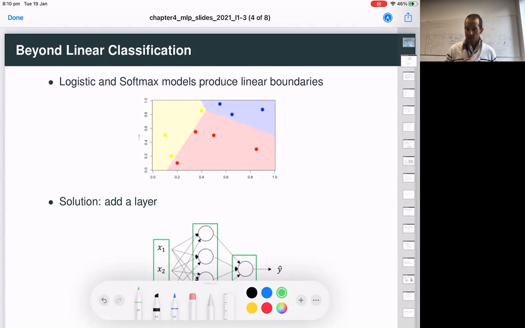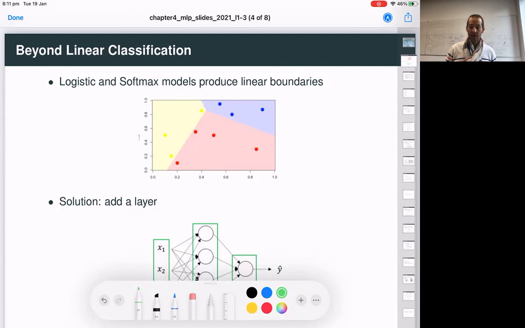Any question about this point? You remember this point? And I hope that everybody is comfortable showing that a logistic model, so a sigmoid model without any hidden layer, gives you a linear decision boundary. You're comfortable with this point? Yes, okay, thanks.